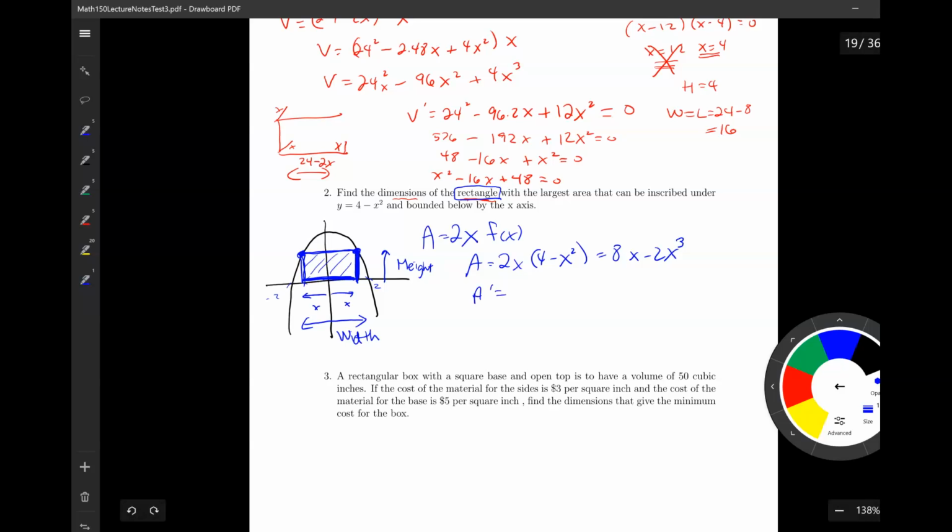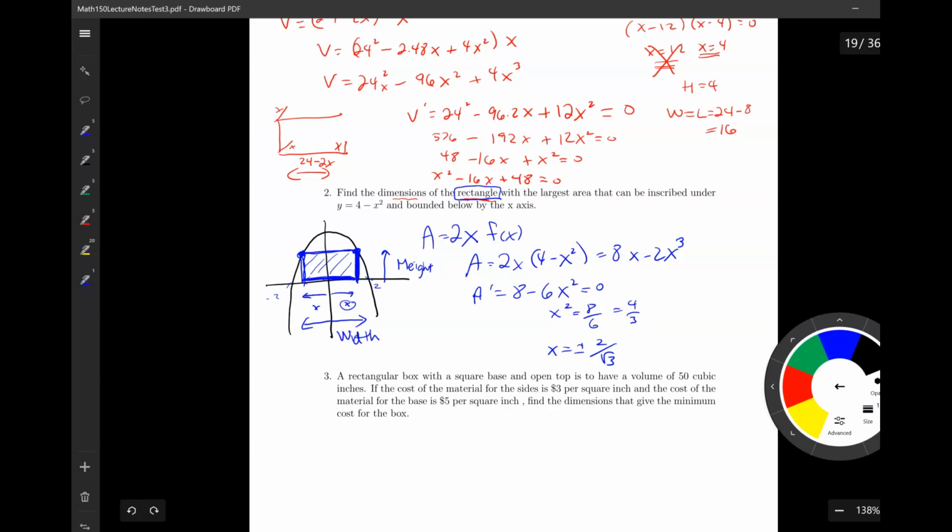I'm going to take the derivative, so I get 8 minus 6x squared, setting that equal to 0. I get x squared is equal to 8 over 6, or 4/3. So x is equal to plus or minus 2 over root 3. So x equaling 2 over root 3 is the one of those distances.